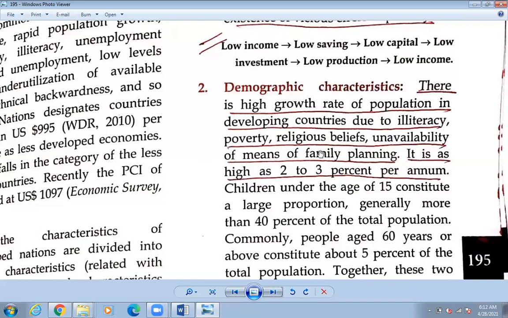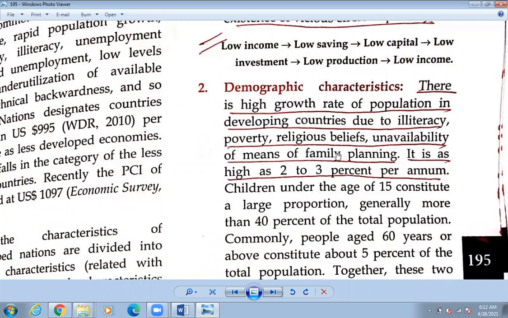So unavailability of the means of family planning is here. Okay, so there are many causes which cause the increase in population. Illiteracy also increases the population, poverty also increases the population. And religious belief: "this is God's blessing," so that is also why the population is increasing.